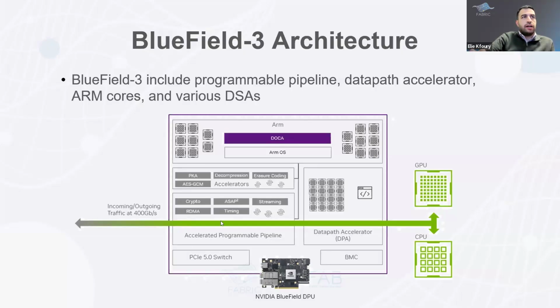We have the accelerated programmable pipeline, and we have access to all the accelerators there. So you can see crypto, RDMA, ASAP Square, timing. There are others, PKA, AES, so these are for crypto as well, decompression, and so on. And also we have here DPAs, Data Path Accelerator. These are RISC-V based cores that are also programmable, and they are highly threaded, so you can offload some of the threaded workloads of your application to the DPU.